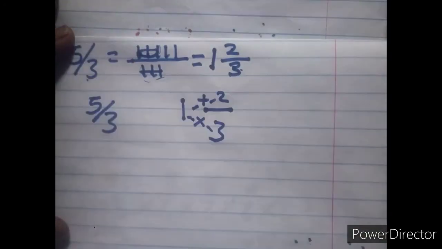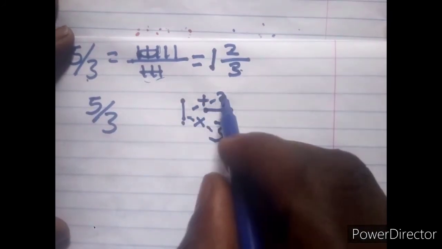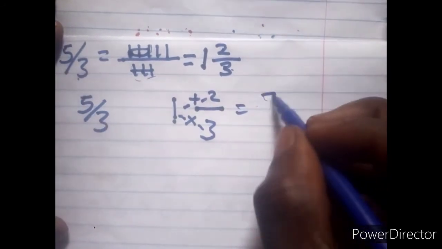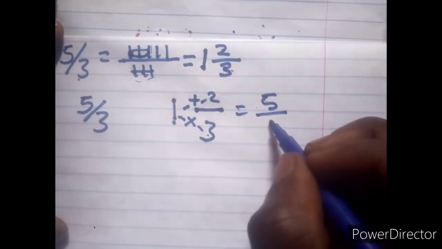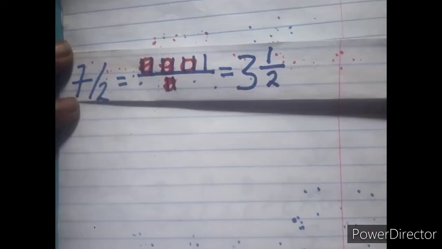Look at what we did. 3 times 1 plus 2. 3 times 1 is 3, plus 2 is 5. That is 5 over what? Bring the 3. It's very simple. We are still going back to the previous one, and we are still going to convert it back to what? To improper fraction. So here is the previous example we did before, using the same method I just taught you.